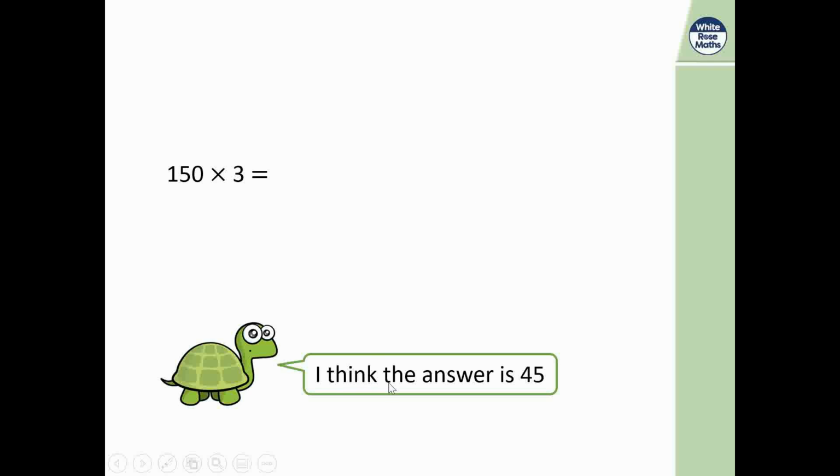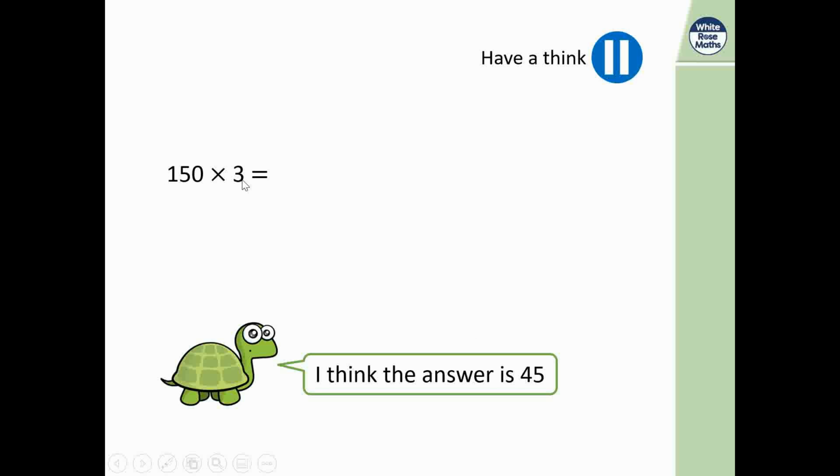Okay. I think the answer is 45. Huh? 150 times 3? Well, why can the answer not be 45? Why is it obviously not 45? 150 times 3? Well, first of all, 150 is bigger than 45, isn't it? And if you multiply a number, you're making it even bigger. Okay? So, we can work this out.